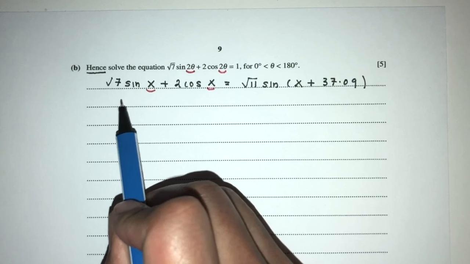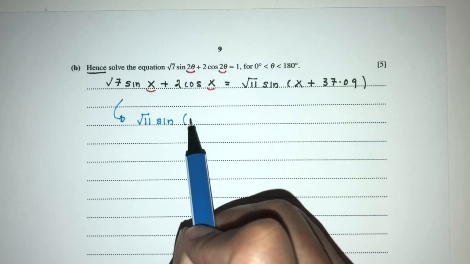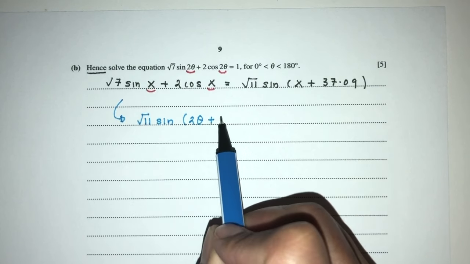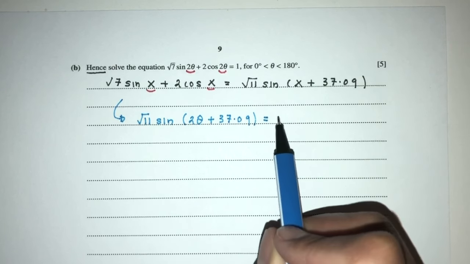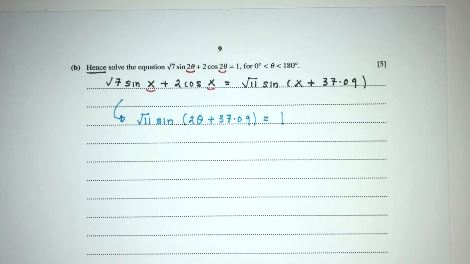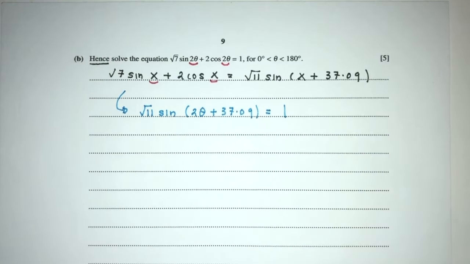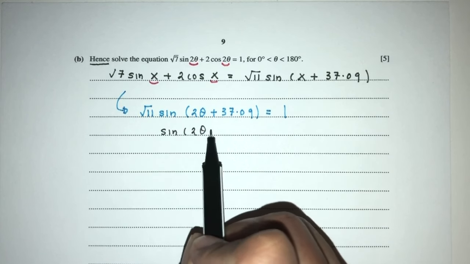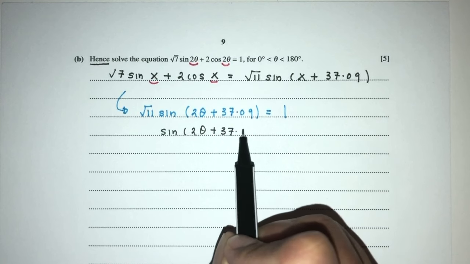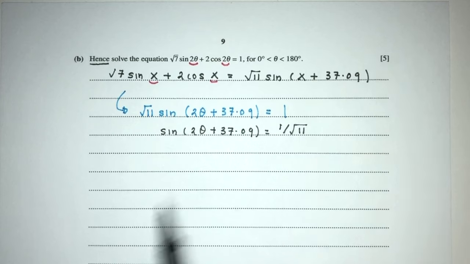So from here we realize that this is the same thing as root of 11 sine of 2 theta plus 37.09, equal to the value of 1. So we have to solve this equation for the value of theta between 0 and 180. So one by one, let's first make sine the subject. You will have sine of 2 theta plus 37.09 equal to 1 divided by root of 11.